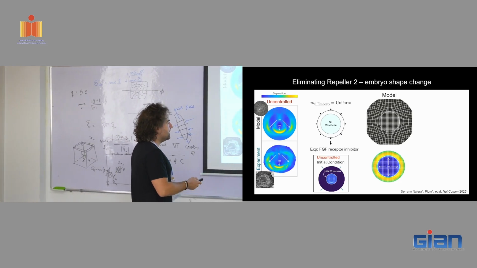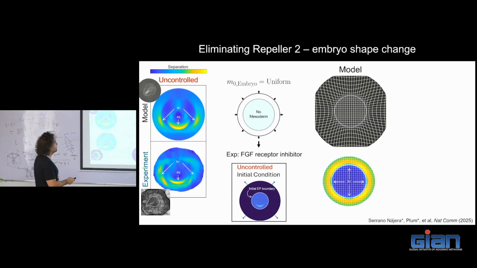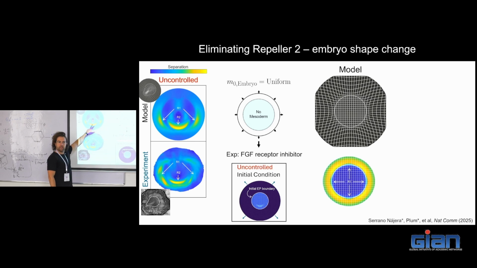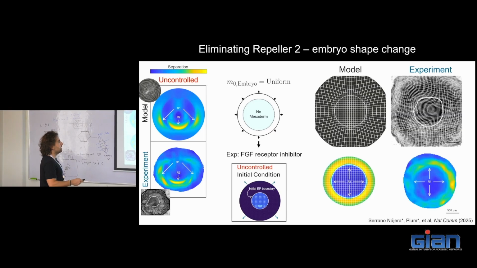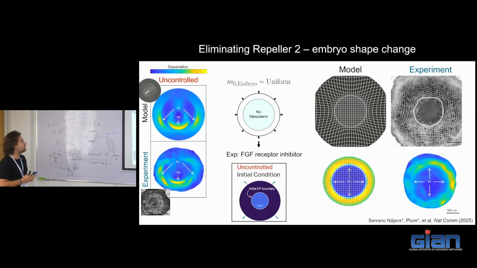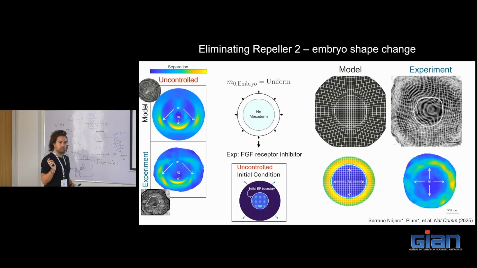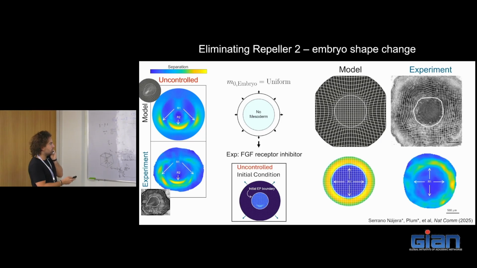Now the collaborators have an FGF receptor inhibitor. If you add this FGF receptor inhibitor, you block mesoderm induction, so therefore you eliminate mesoderm cells. So you go to the embryo, add this drug, and you do the same experiments, and the embryo with this drug, no mesoderm, stays circular and develops a repeller that is circularly symmetric compared to the wild type. So this means that repeller number 2 is implicated with embryo shape change, because now the embryo is not changing shape. So that's what we were able to show.